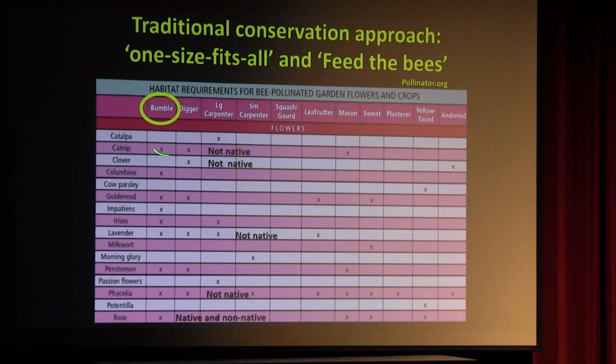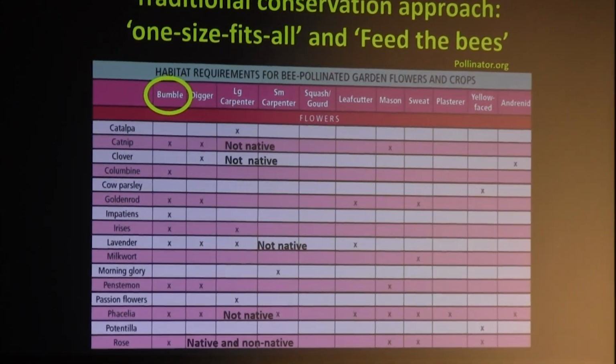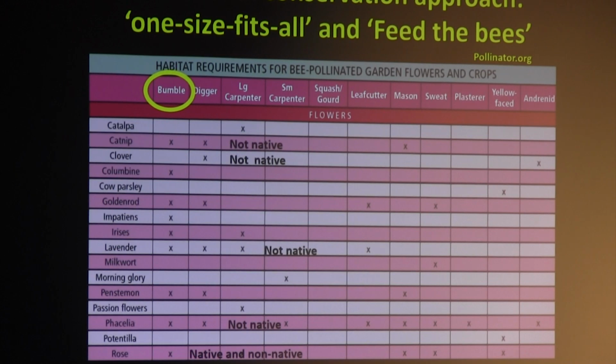All right, so here's a list from pollinator.org. I could put up Xerces, even Native Plant Trust I could put up here. And notice right away, bumblebees, digger bees, this one-size-fits-all approach that I told you isn't going to work. I showed you, and you can go out and see it for yourself. Don't believe me. They have preferences, and different bees have different preferences, and same with butterflies.